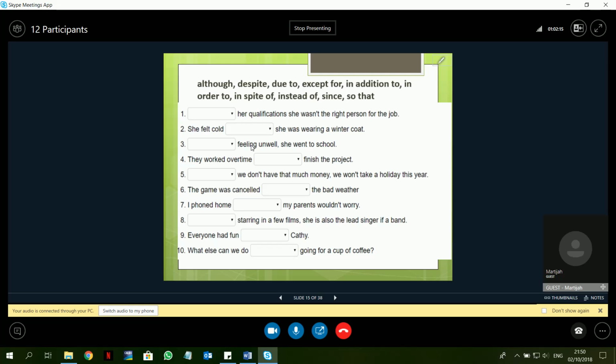Due to, biasanya due to itu diikuti dengan noun. Nah, ini kan dengan tujuan. Jadi, in addition to finish the project. Atau in order to. Jadi, they work overtime in order to finish the project. Mereka kerja overtime supaya menyelesaikan project mereka.